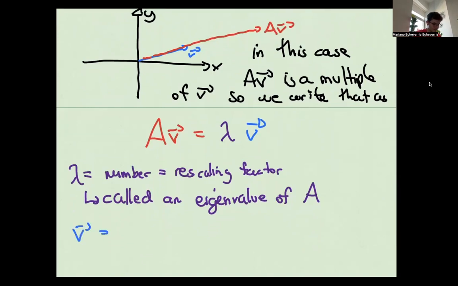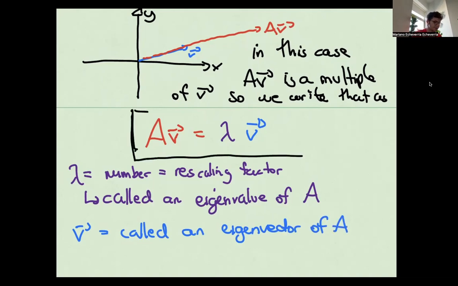And V is called an eigenvector. So whenever you have an equation of this form, what this equation is saying is that when you multiply the vector by the matrix, you just get a rescaled version of that vector. This is called the eigenvalue-eigenvector equation.